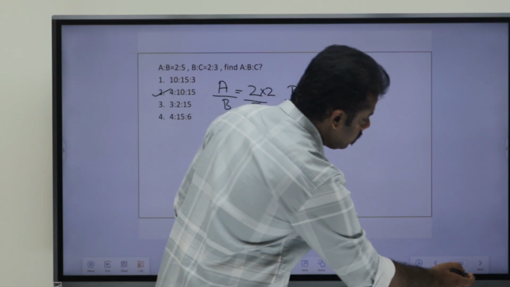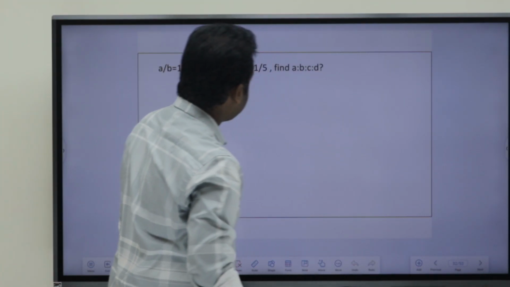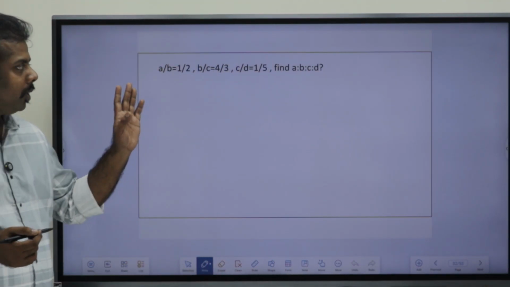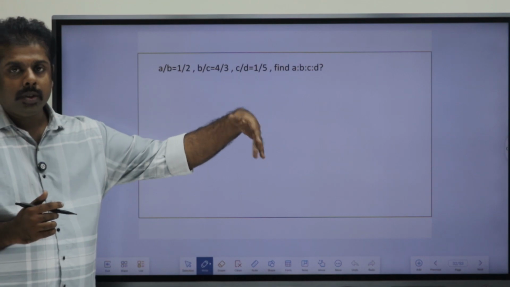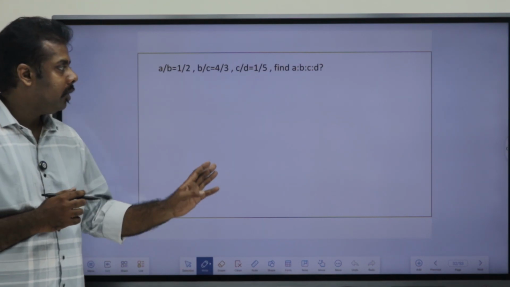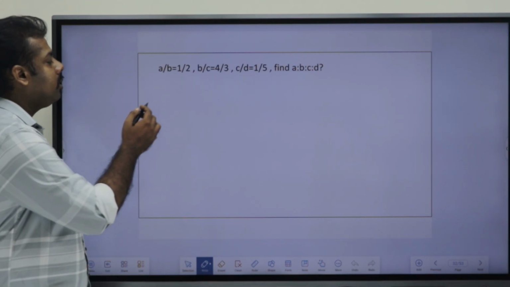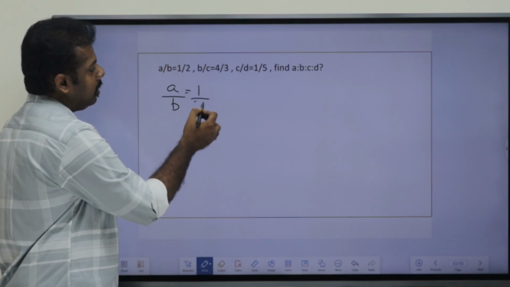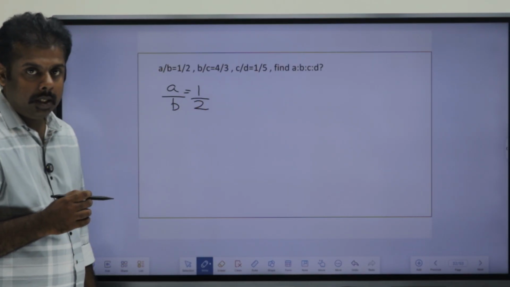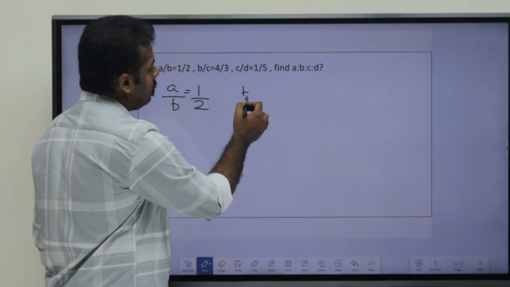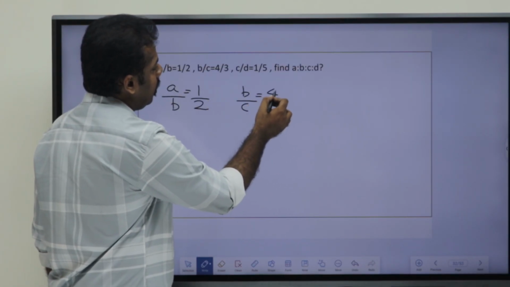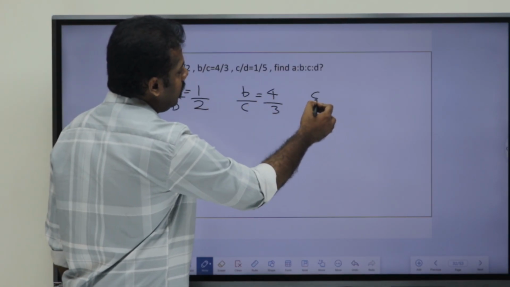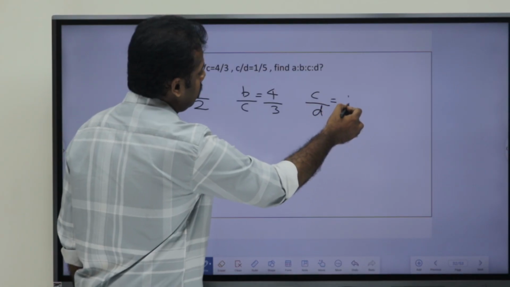Now moving to the next question here. Okay. In the next condition, they have asked for A is to B is to C is to D. For that they have given three equations here. The first equation says that A by B is 1 by 2. Then they have given B by C as well. B by C is 4 by 3. And C by D they have given as 1 by 4.